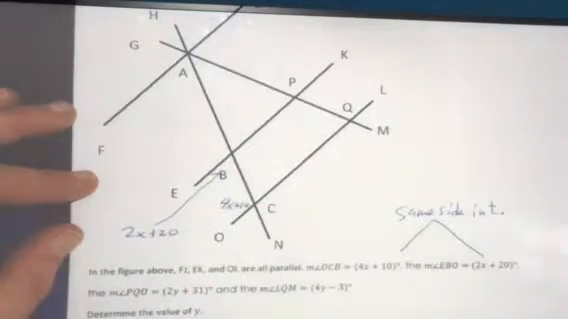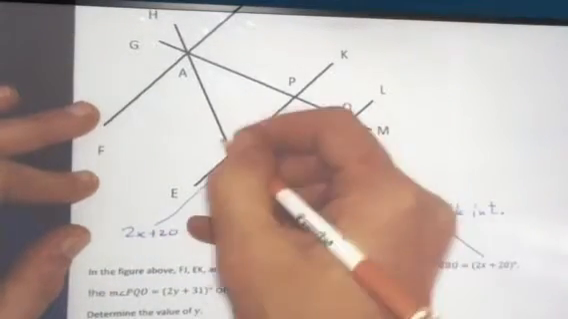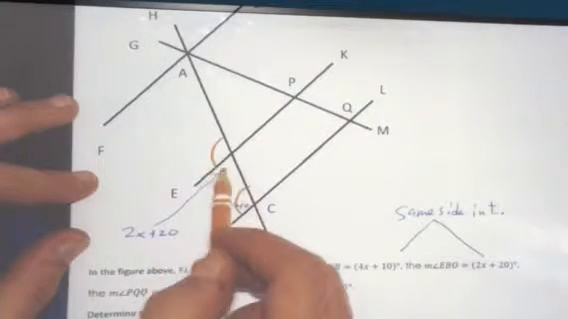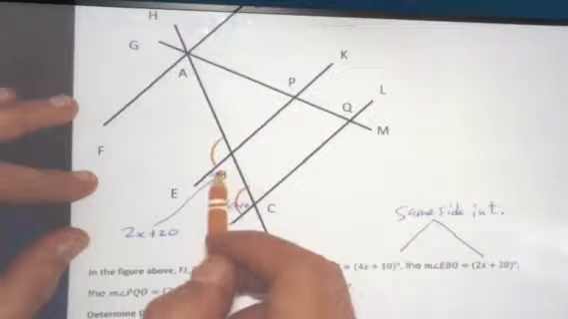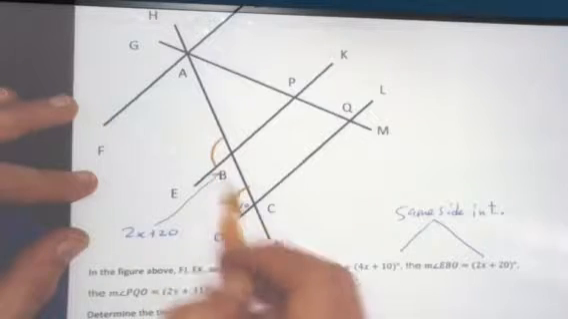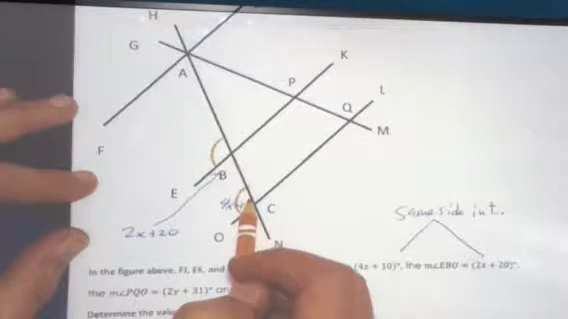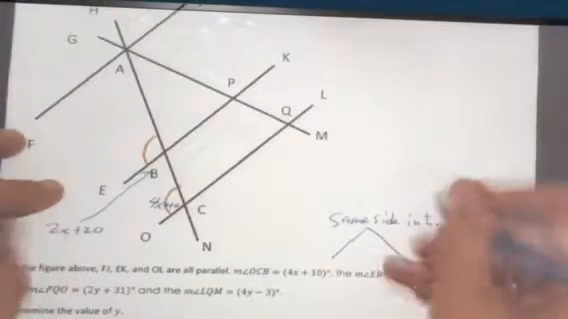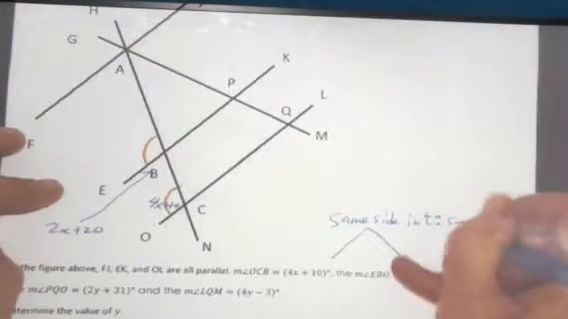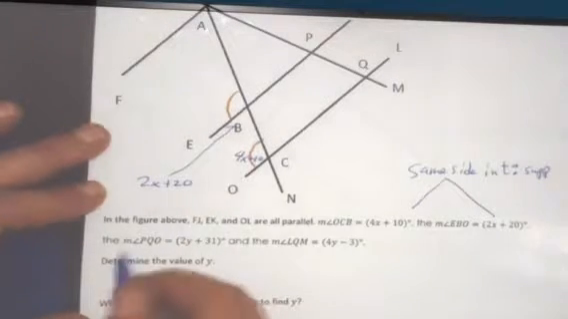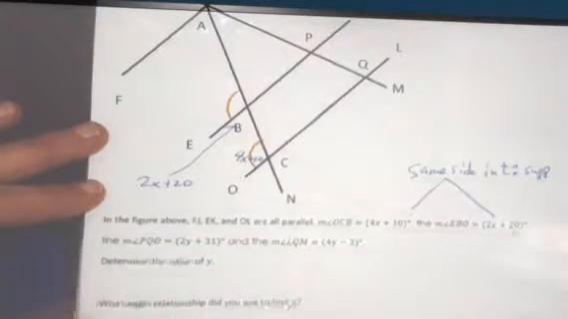So then these angles are congruent. And then these angles add to 180, so that means that this same side interior angle must add to 180 with this one. So these two angles are supplementary. Okay, so in a minute we're going to write an equation where we add them and set them equal to 180.